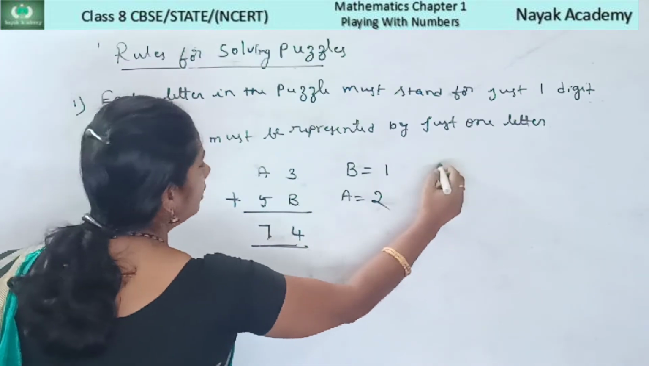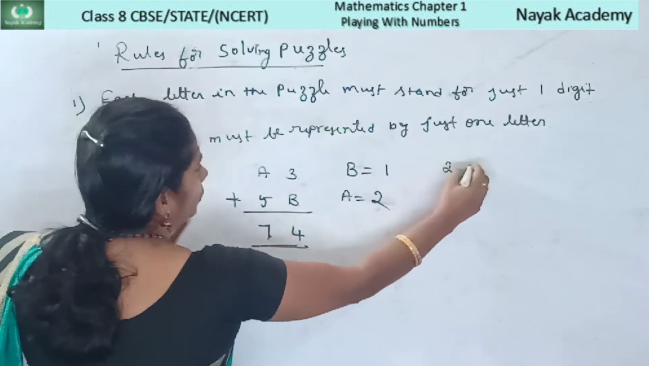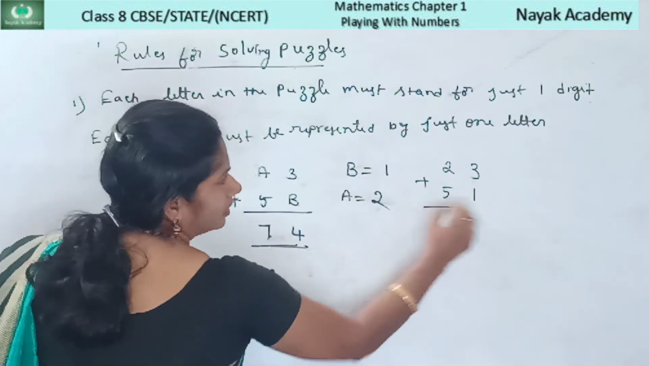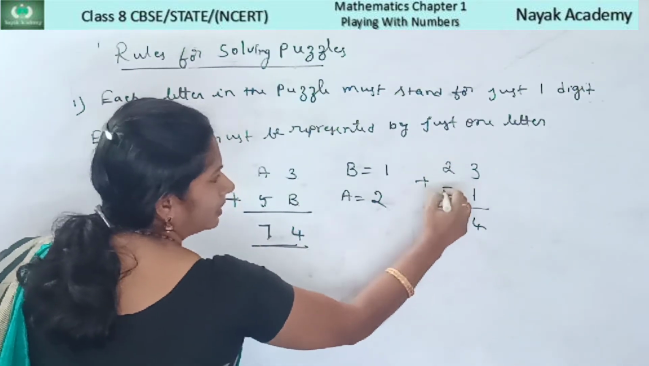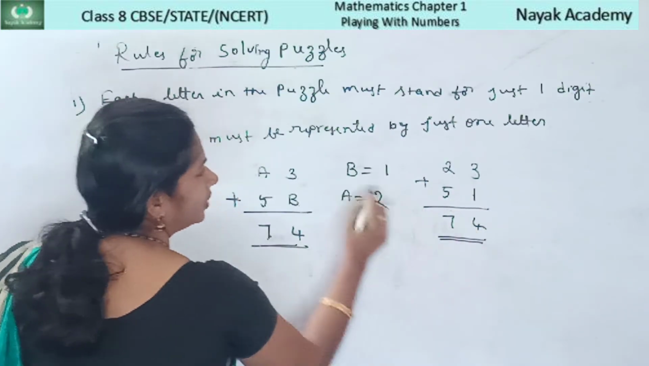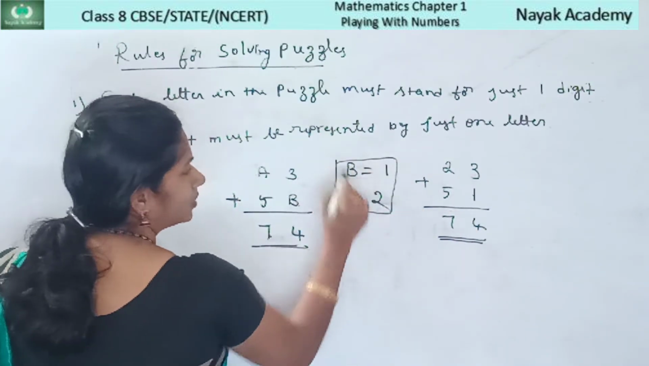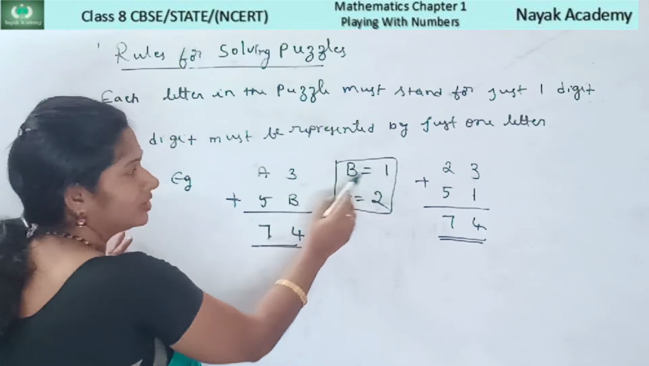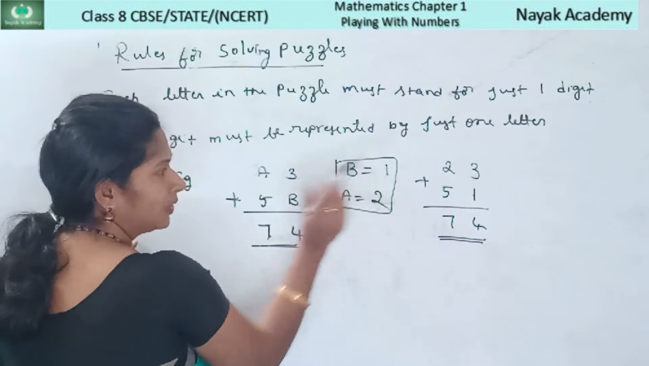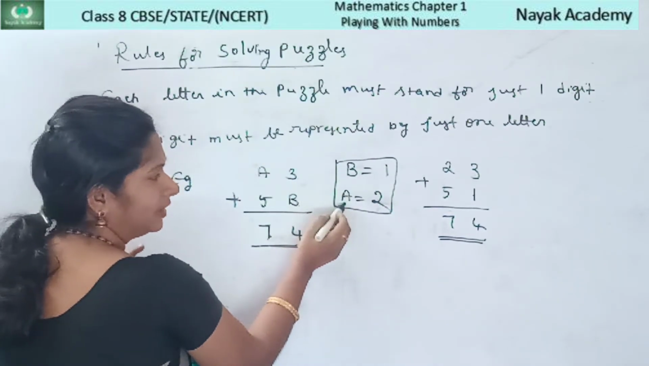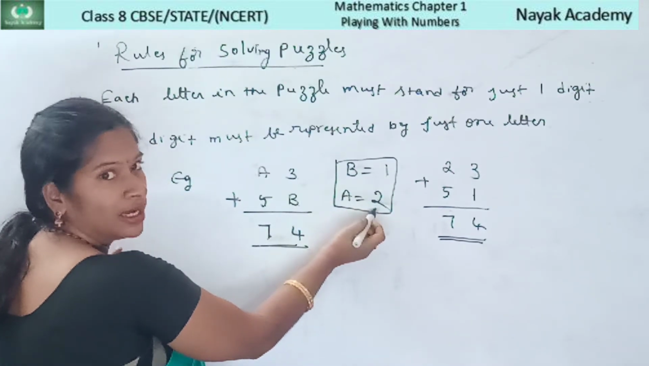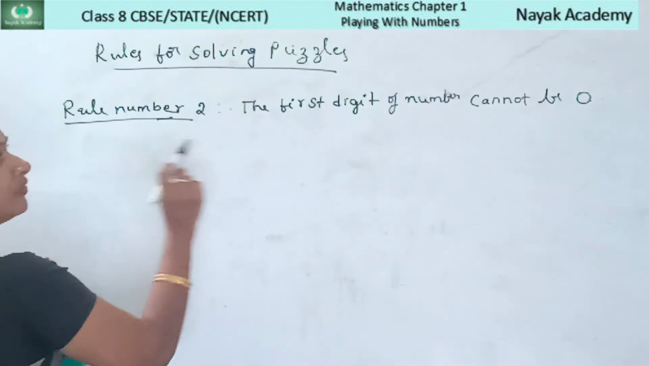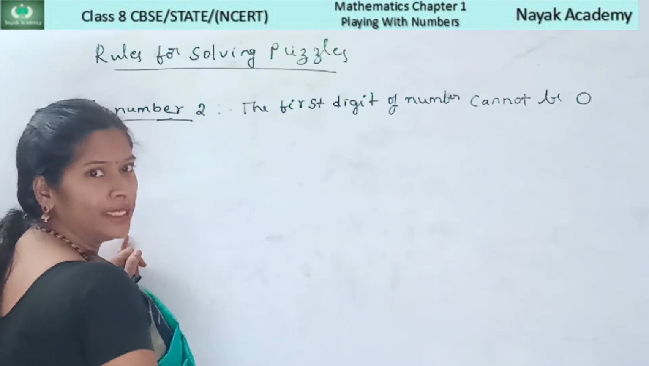Let us check, children. So the a value is 2: 23 plus 5, and the b value is 1. So 3 plus 1 is 4, and 5 plus 2 is 7. So the a value is 2, a different digit, children, and the b value is another digit. So for one letter you can substitute one digit, and for the other letter you have to substitute another digit. The second rule for solving puzzles is that the first digit of a number cannot be 0.